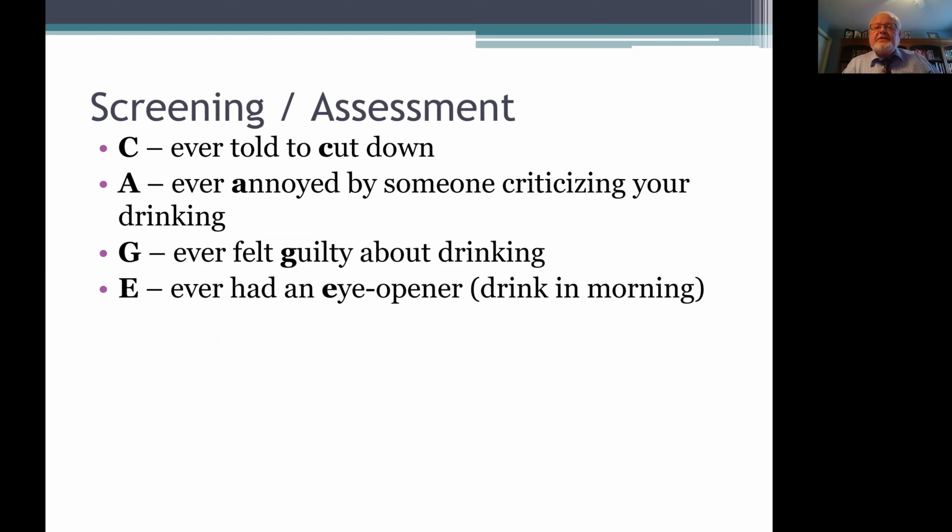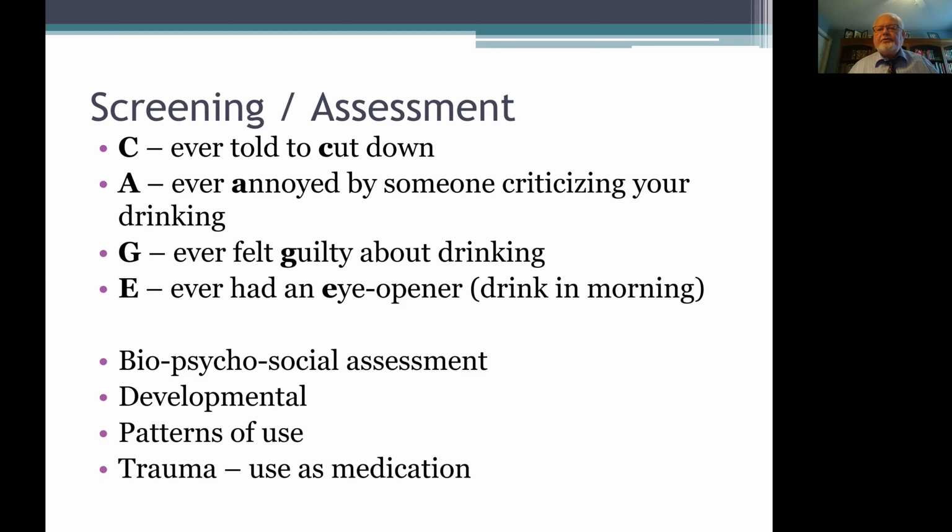CAGE is a simple screening tool to assess whether someone is really having a problem with alcohol or substance use. C is ever told to cut down. A is ever annoyed by someone criticizing your drinking. G is ever felt guilty about drinking. And E is ever have an eye opener, a drink in the morning.